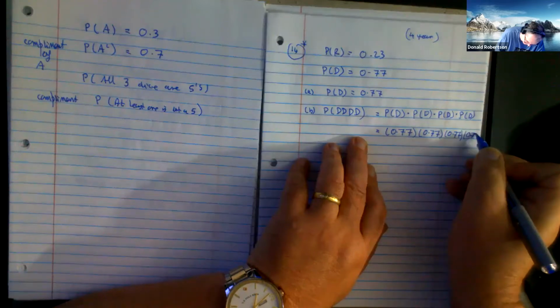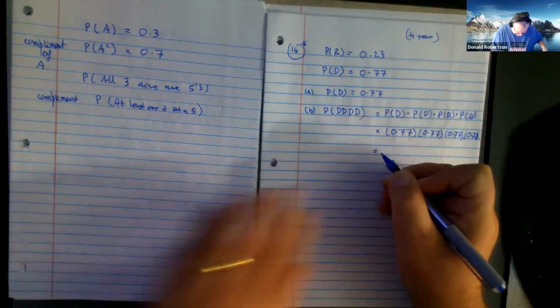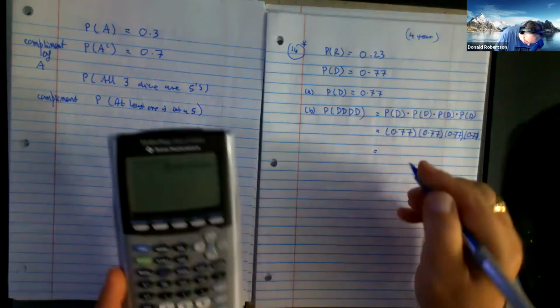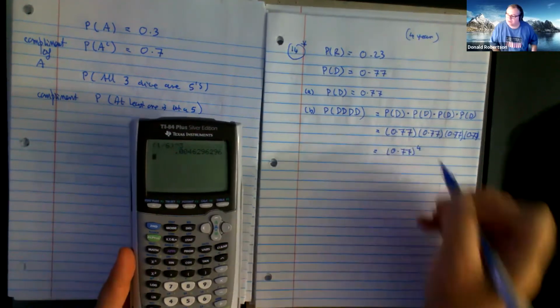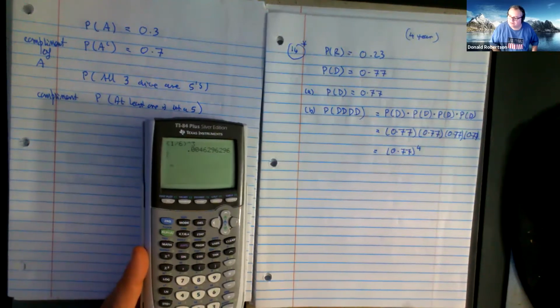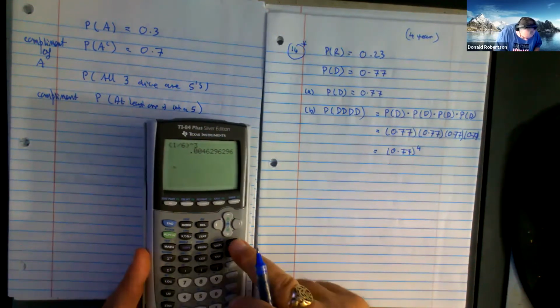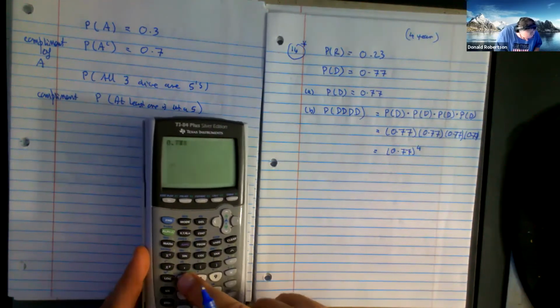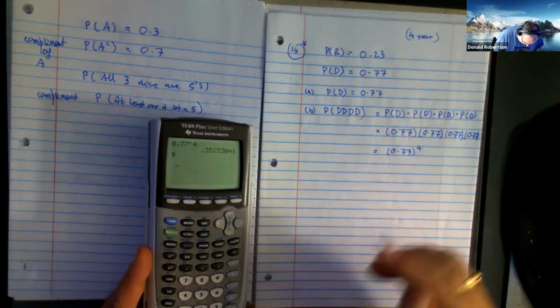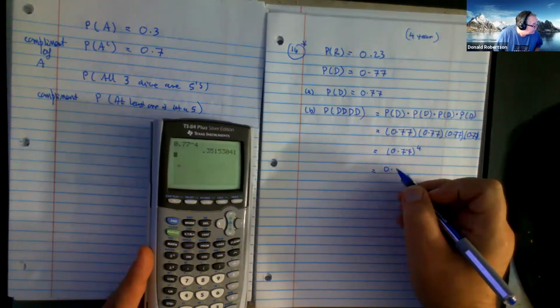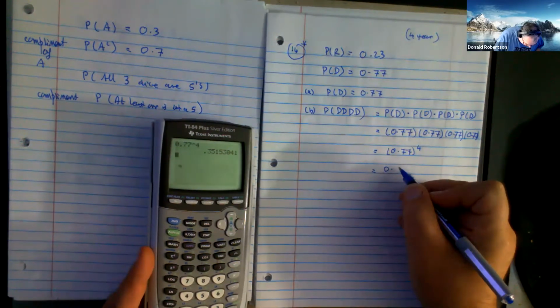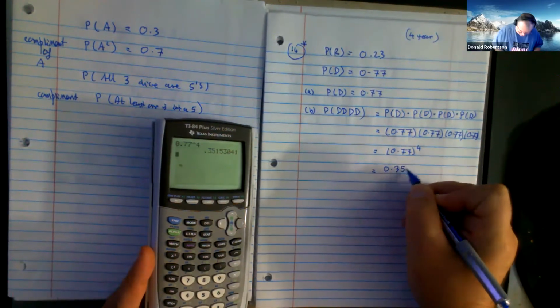To look like that guy. And on my calculator, why don't I just do that guy? Because it's a little bit quicker, since it's the same number. So 0.77 to the power of 4, and I get the answer 0.3. What did it want accuracy here? 3 decimal places, so 0.351.